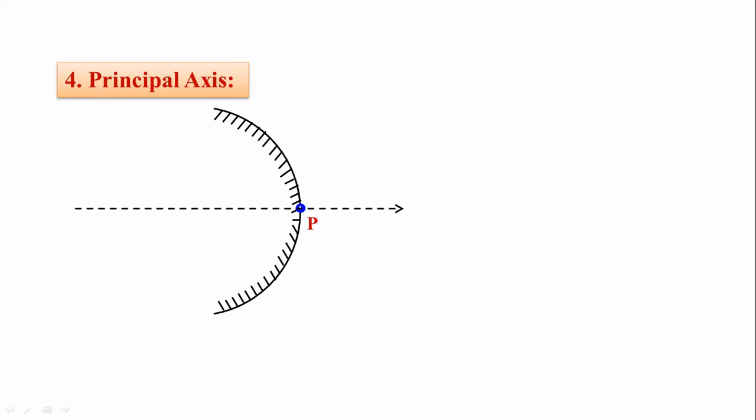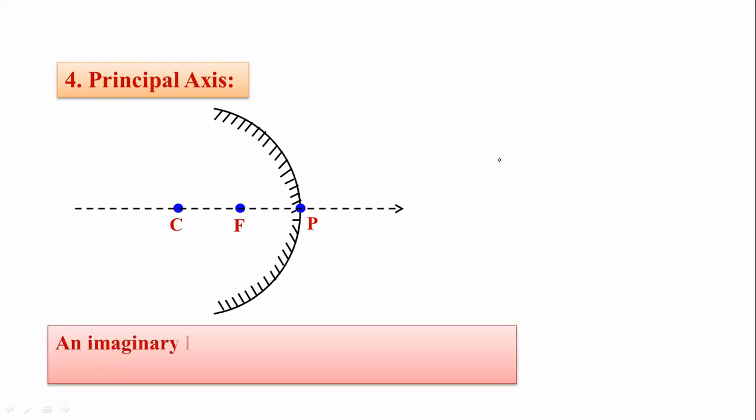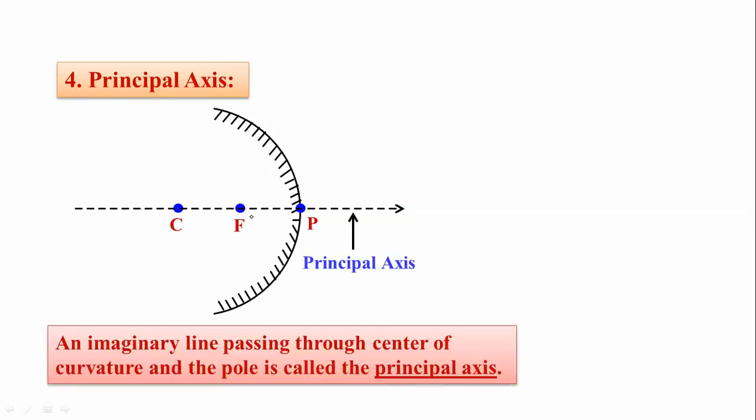Next, principal axis. Yes, this is a spherical mirror, and this is the pole. Maybe we have understood. Next, the line passing through the pole and the center of curvature. An imaginary line passing through the center of curvature and the pole is called the principal axis. Okay, an imaginary line, observe here, linking up to there.